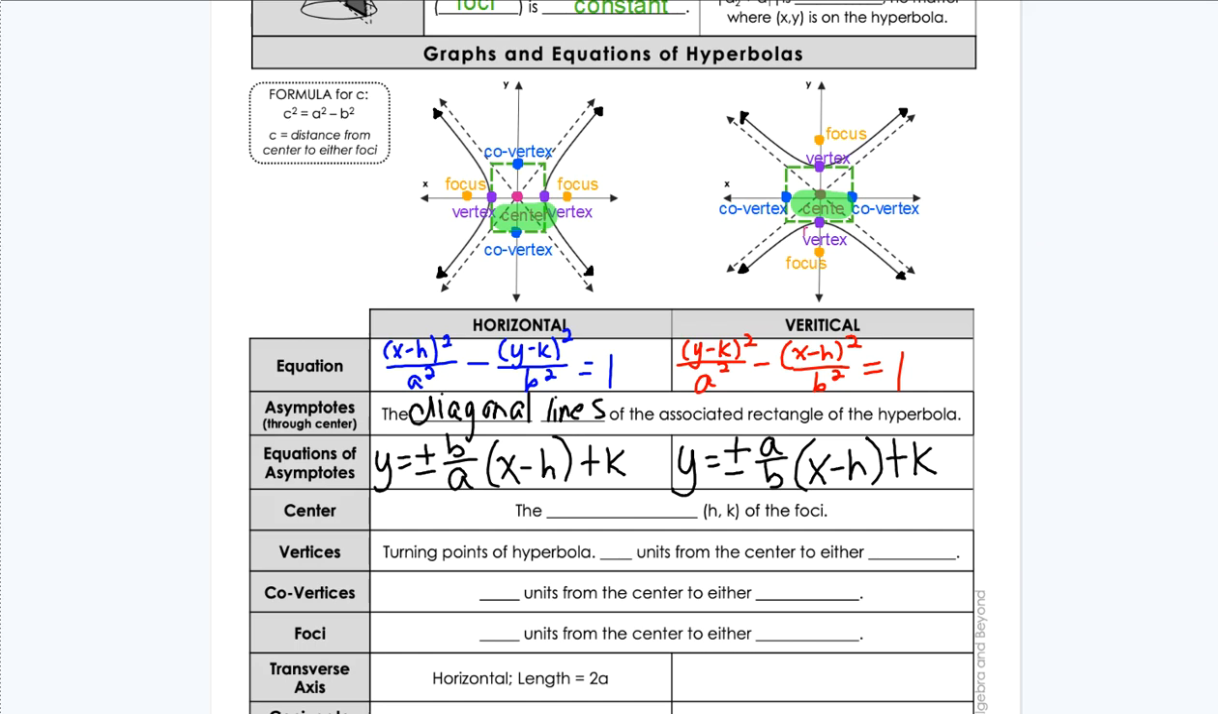All right, the center of our hyperbola here is the midpoint of the foci. You can see from the picture where those foci are. When we find the midpoint of them, the middle of them, that creates the center of our hyperbola.